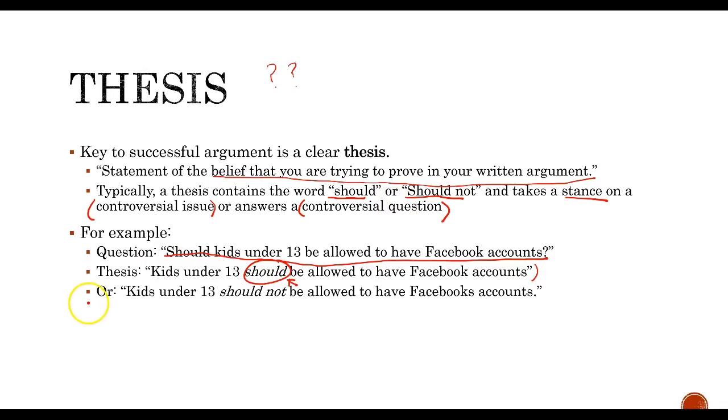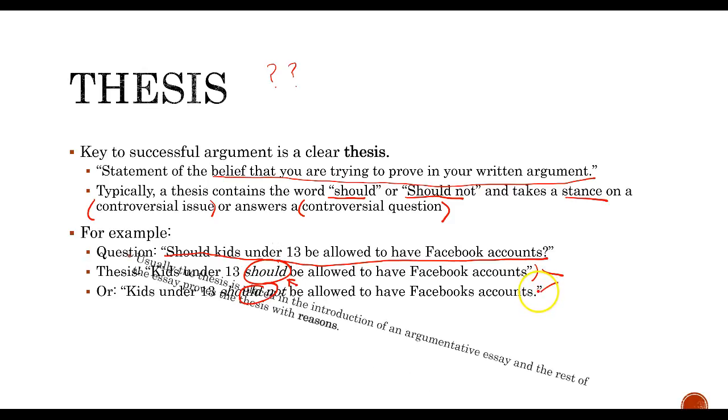Or the opposite thesis uses the phrase should not. Otherwise, it's almost exactly the same. Kids under 13 should not be allowed to have Facebook accounts. These two look very similar, but they're actually the complete opposites, right? In one case, we're saying yes, Facebook is a good thing for kids. In another case, we're saying no, Facebook is not a good thing for kids.